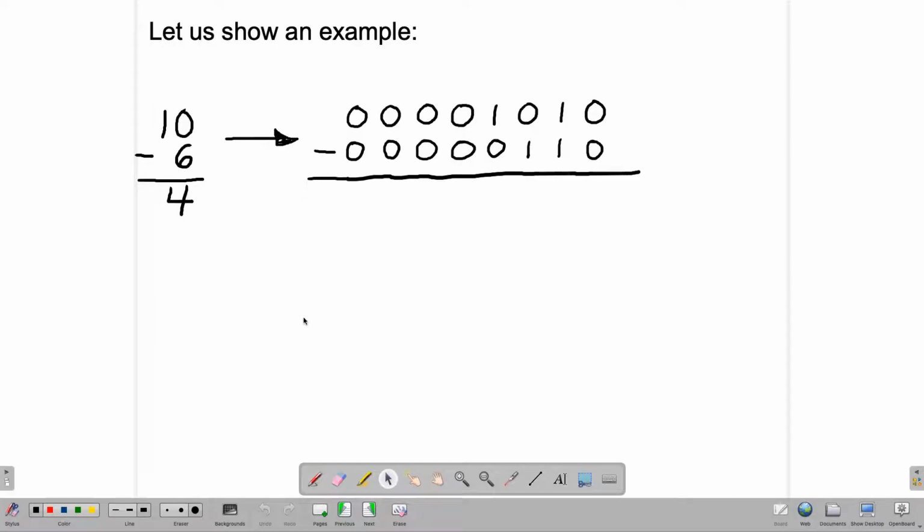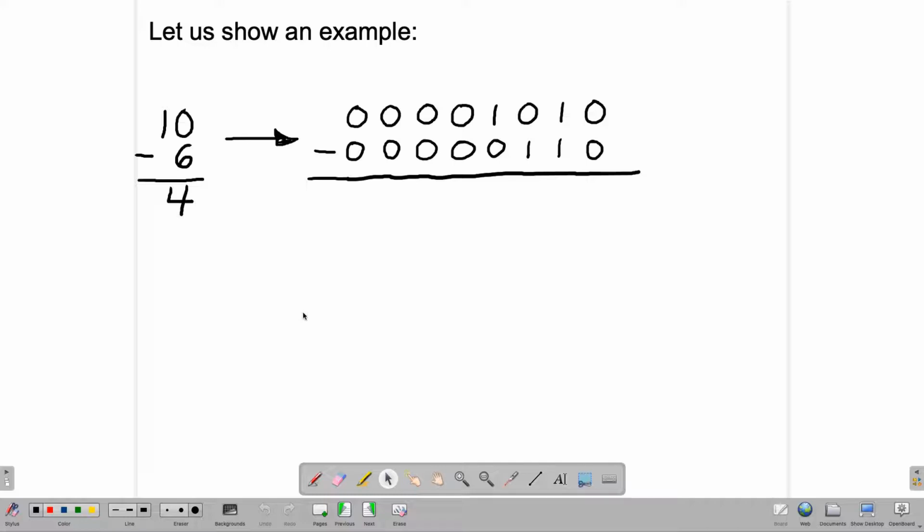So let us show an example. If we take a number, say for example the value 10, and we subtract 6 from 10, we will get the value 4. And that's how we see it as humans. But inside computers, they only understand 0's and 1's.